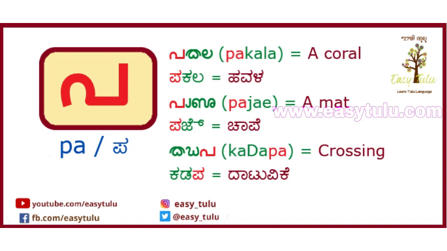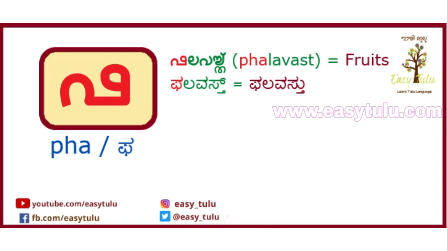Paja. Paja means a mat, Chape in Kannada. Kadapa. Kadapa means crossing, Datuvike in Kannada. Let us see how it is written. Pa, pa. Next one is pha.